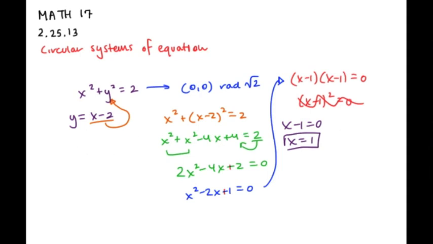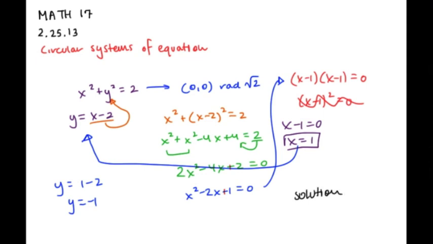So if we plug 1 back into this equation, we get y equals 1 minus 2. So y would equal negative 1. And x is 1, y is negative 1, then we have our final solution here. The solution to this circle linear system of equations is going to be 1, negative 1. And that was actually question 4 on your test.